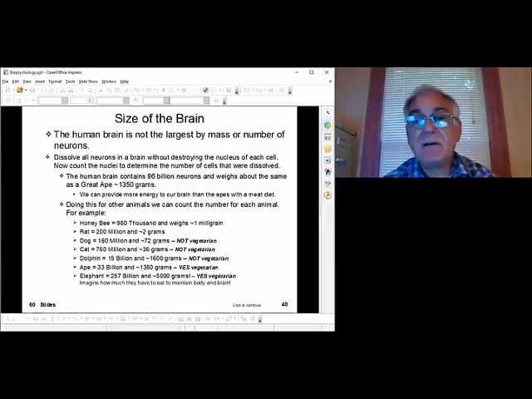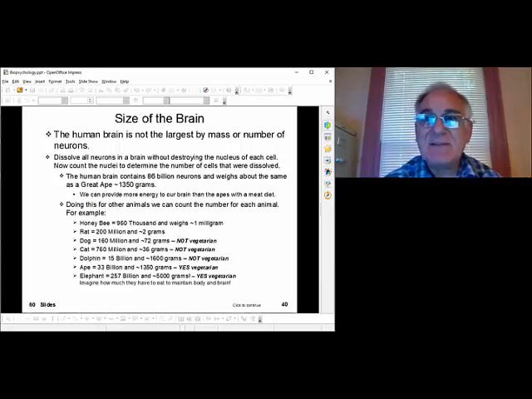We have 86 billion. They have 33 billion, but they're dispersed quite a bit because those 33 billion fit in the same amount of space as ours does, 1,350 grams. And they are also vegetarian. And then the elephant really screws everything up. The elephant has 257 billion neurons, way more than we have. And it weighs more than we do, way more than we do. And its brain is heavier than ours is.